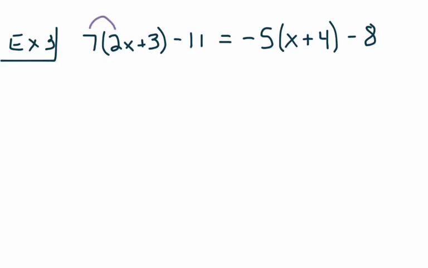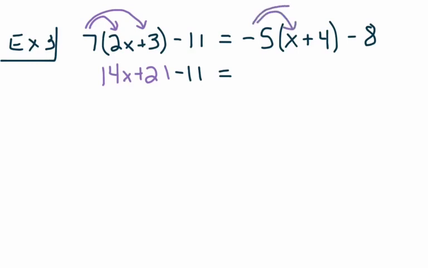So I'm going to start off on the left side, distributing my 7 into my 2x plus 3, giving me 14x plus 21, and then I bring down the minus 11, bring down my equal sign, and now I can do my distribution on the right side where I distribute the negative 5, not just 5, I distribute the negative 5. Distribute the negative 5 to the x and to the plus 4, giving me negative 5x minus 20, and I bring down my minus 8.